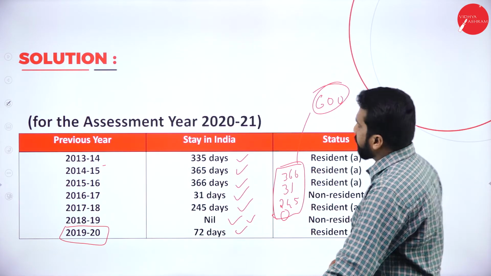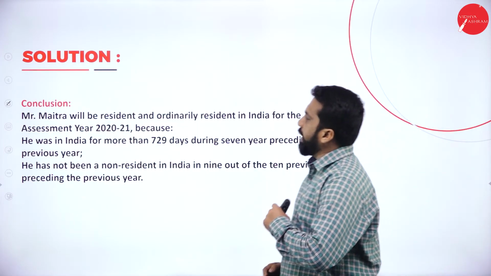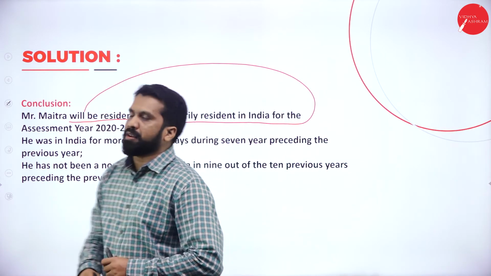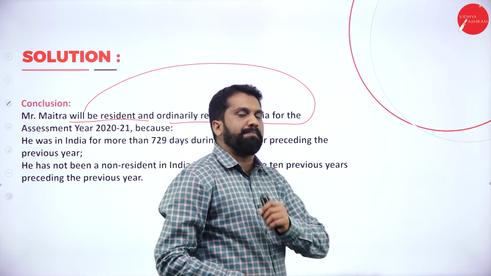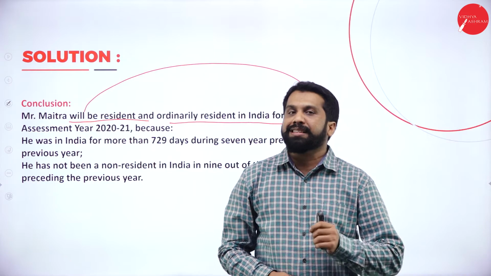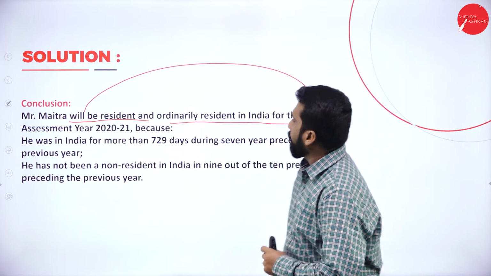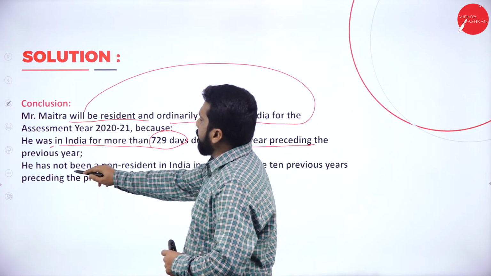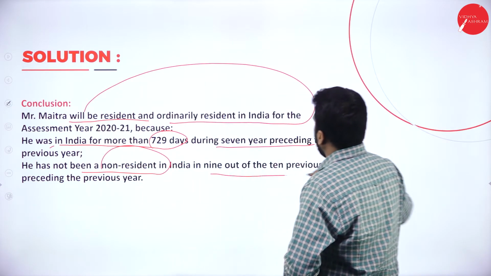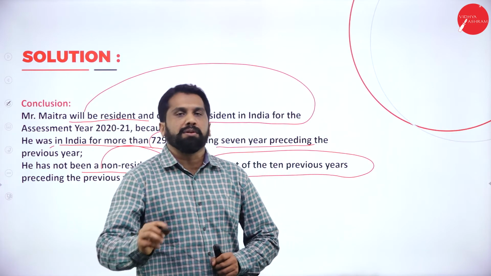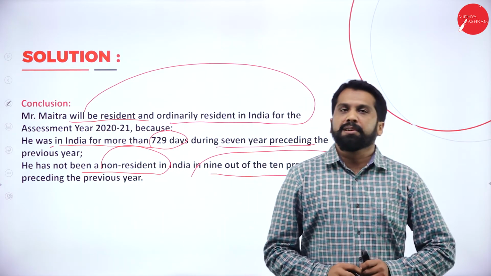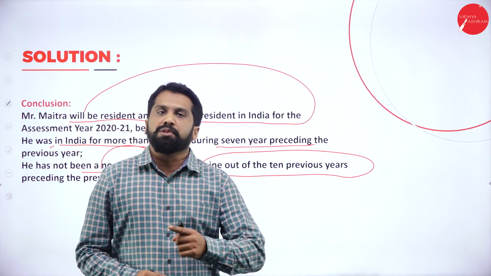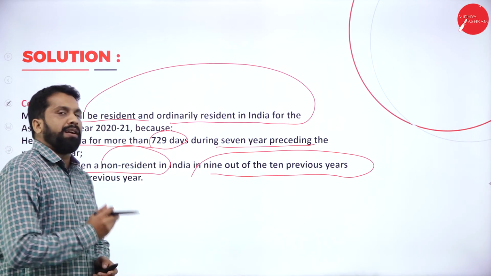Now, we'll go to the next slide. As per this slide, Mr. Maitra will be resident and ordinarily resident in India. Why is it ordinarily resident? He not only fulfilled the basic condition, he also fulfilled the additional conditions. Now, he was in India for more than 729 days during the preceding previous years. He was not a non-resident of India in 9 out of 10 years. So this is all about this answer for this particular question. So you have to go for your basic condition. Once you're done with the basic condition, you should go for additional conditions. Now, I'll go back to your previous slides.